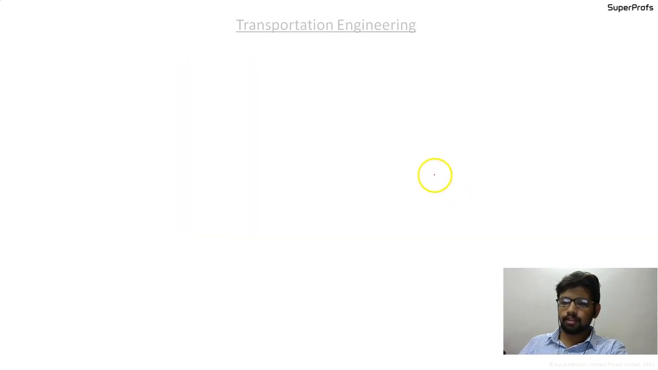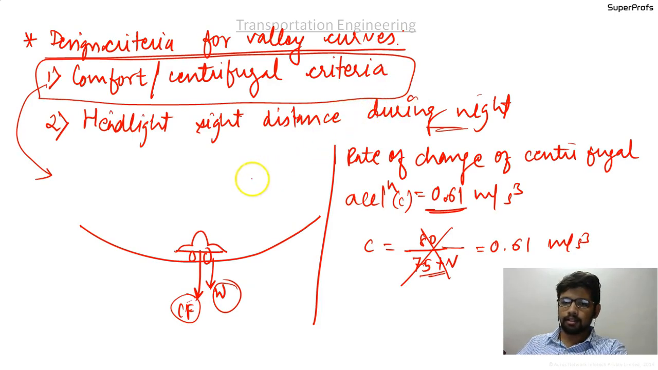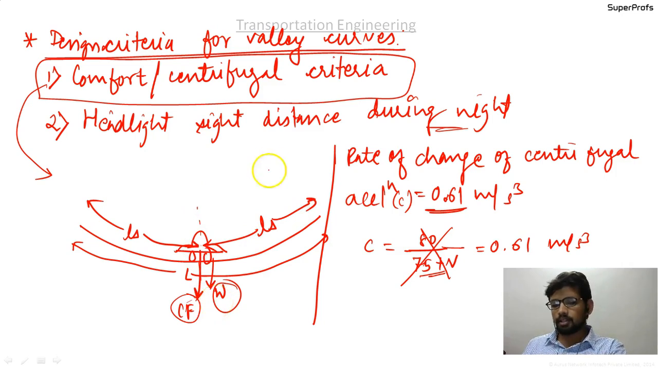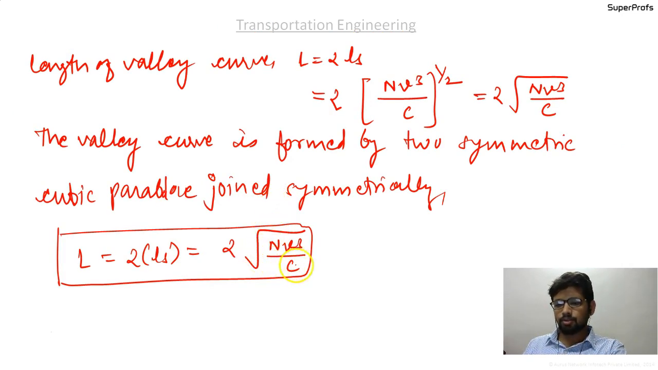So in the figure it will be given that this total length is L, there is small ls up to this, and another small ls equal to this, which are symmetric to each other at this point. So this is the formula for the valley curves, twice of under root nv cube by c, and all the symbols have got their usual meanings.